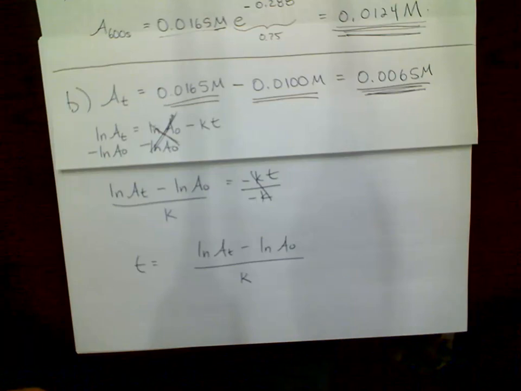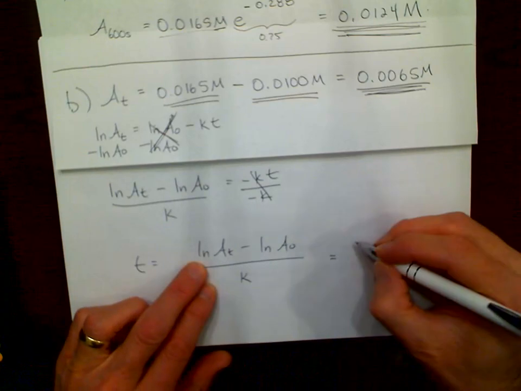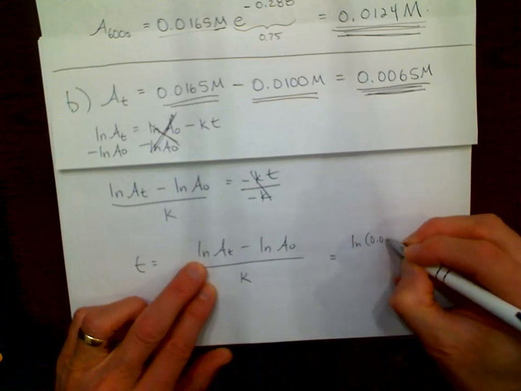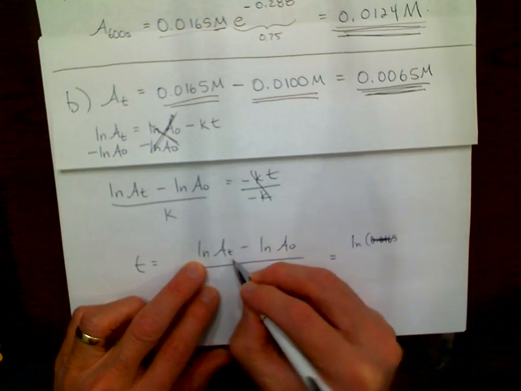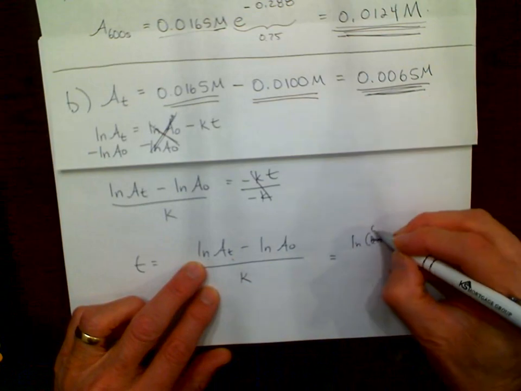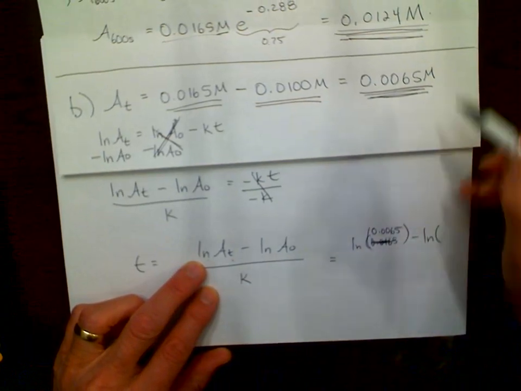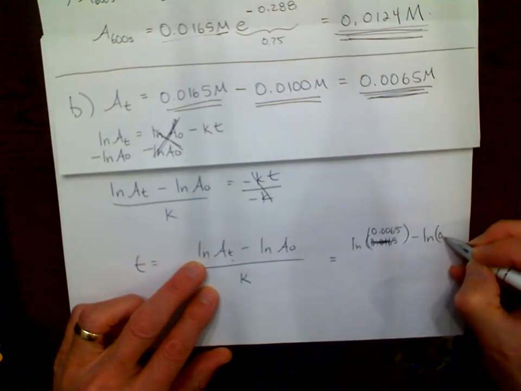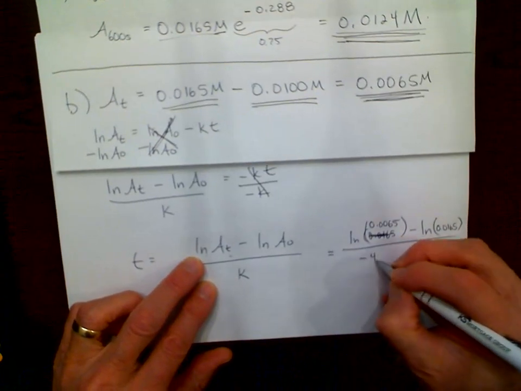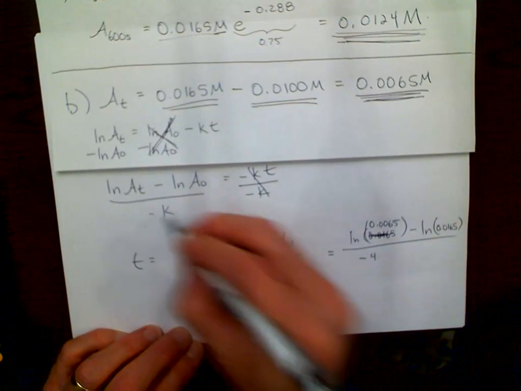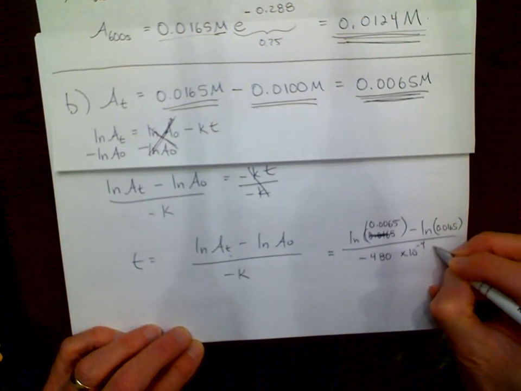All right, well, what's that going to be? Oh, I got that backwards. Natural log of A at time t. It almost caught me. That's this value. And we're going to subtract the natural log of A initially, which is my 0.0165. And then we're going to divide that by a negative 4.80 times 10 to the negative 4 inverse seconds. This should be a negative k.